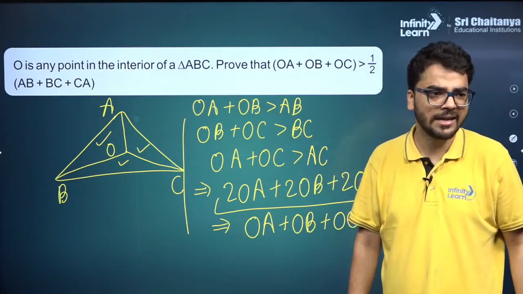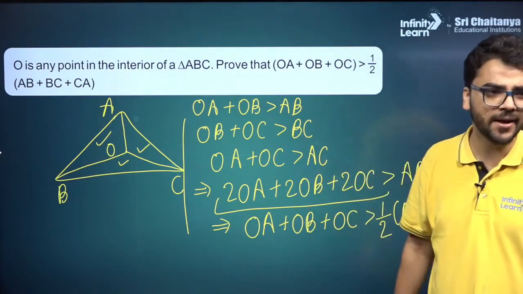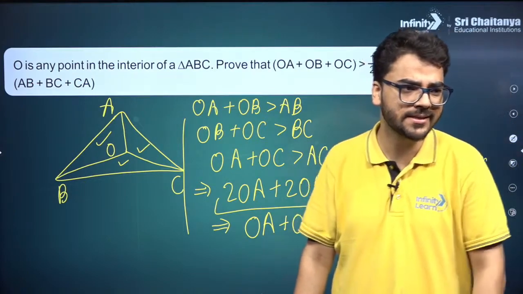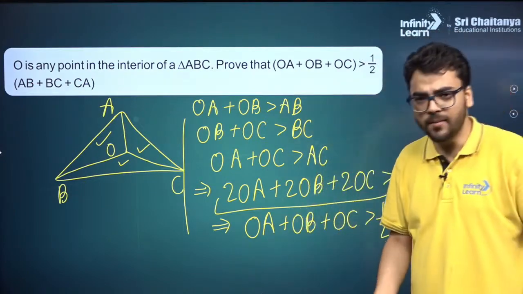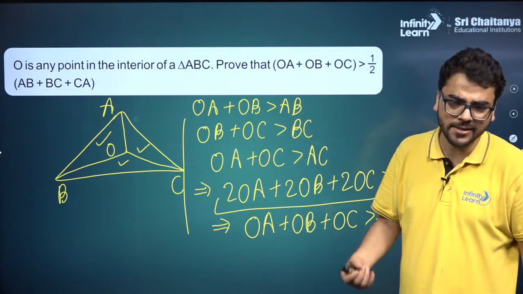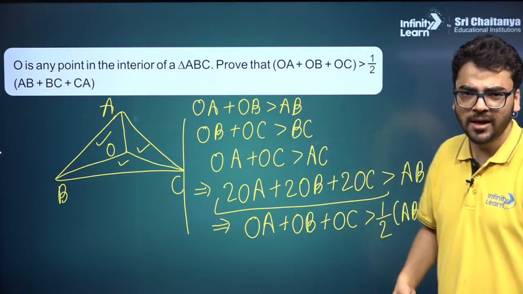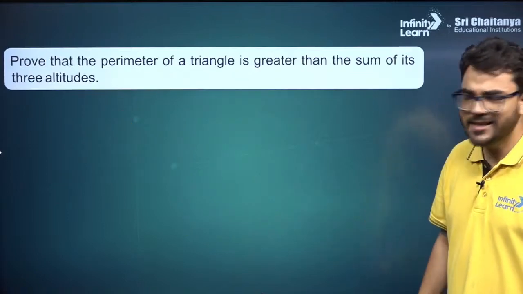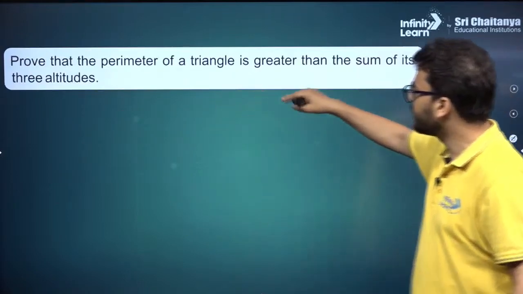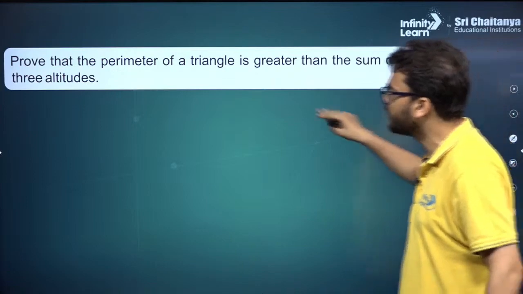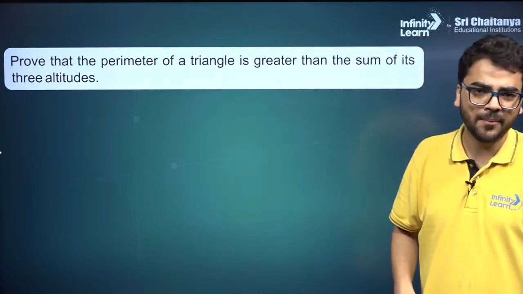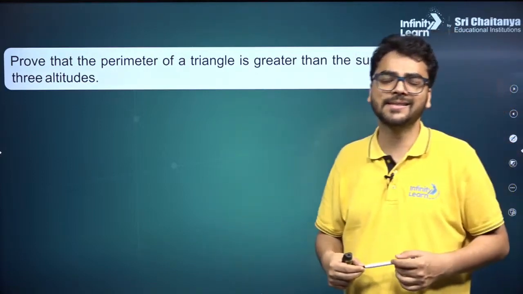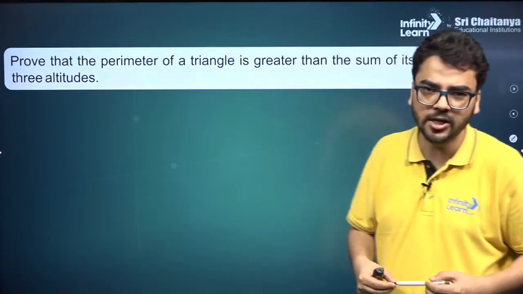Tell me. It's a very basic question on the basis of similarity of triangles, but many a times it comes in examination. Right? So one more question is left. Let us do that as well, and that is also a similar type of question. Let's do that as well. So it is given that prove that the perimeter of a triangle is greater than the sum of its three altitudes. Perimeter of a triangle is greater than sum of its three altitudes.